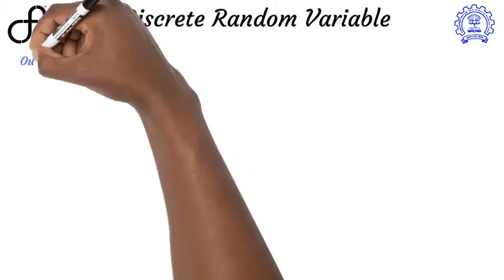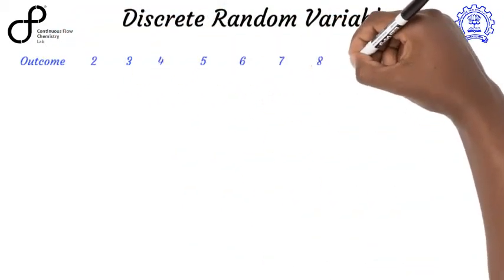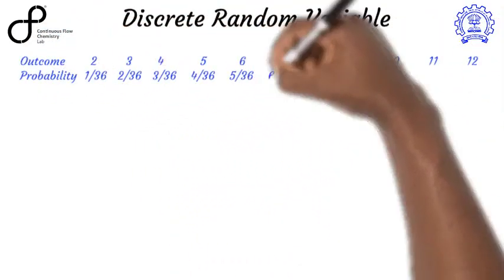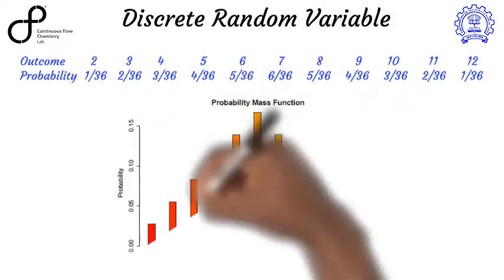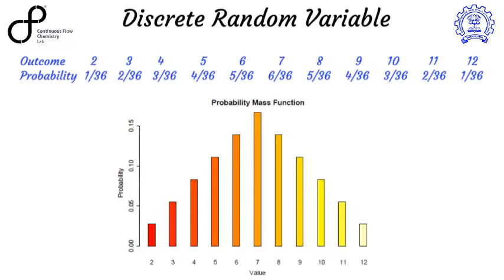A table, as shown here, listing the values of random variable, along with its probability, is nothing but a probability distribution table. This can also be represented using a bar chart, as shown here.